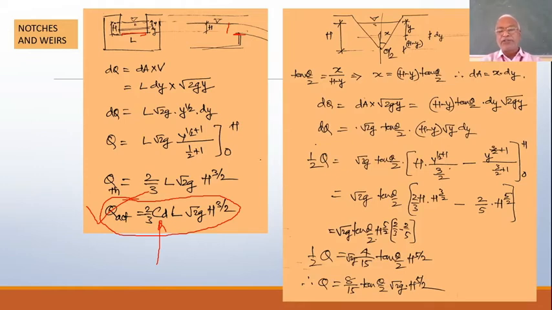For a triangular notch, a similar expression is there. The final expression is 8/15 tan theta by 2 root 2g H raised to 5/2, right? This is theoretical discharge. If you want actual discharge, you have to multiply by CD, the coefficient of discharge. Herein theta by 2 is half the notch angle, and H is the head over the bottom of the V notch, which is called head over the crest once again, that is H. Okay, with this idea we'll go further.